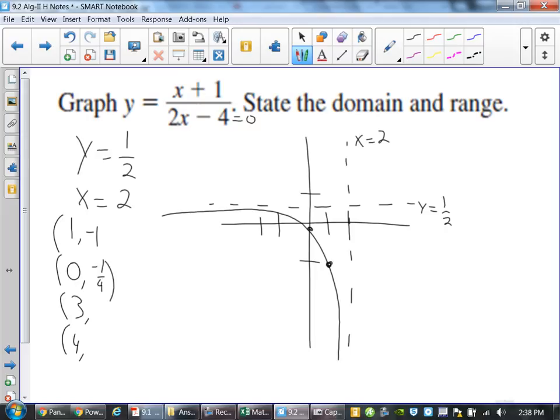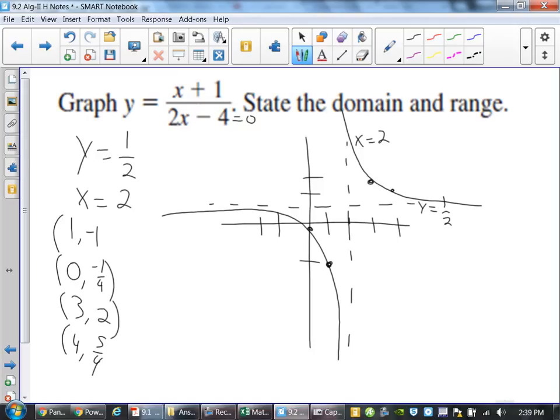If I use 3, I get 4 up top. 6 minus 4 is 2, so 4 divided by 2 is? One of those. 4 plus 1 is 5. 5 over 4 is 5/4. So it's coming over here. And it's doing that.